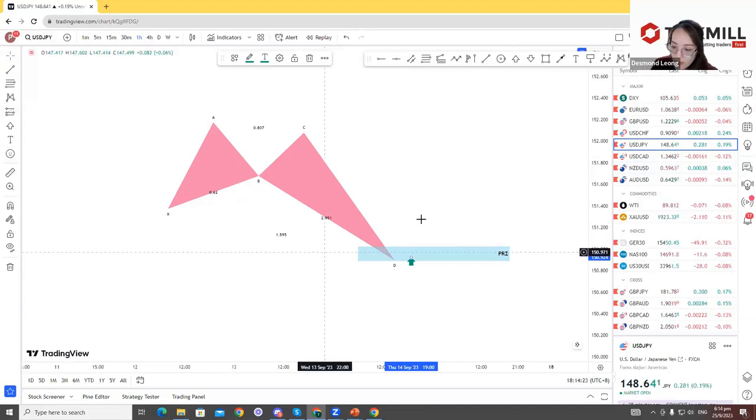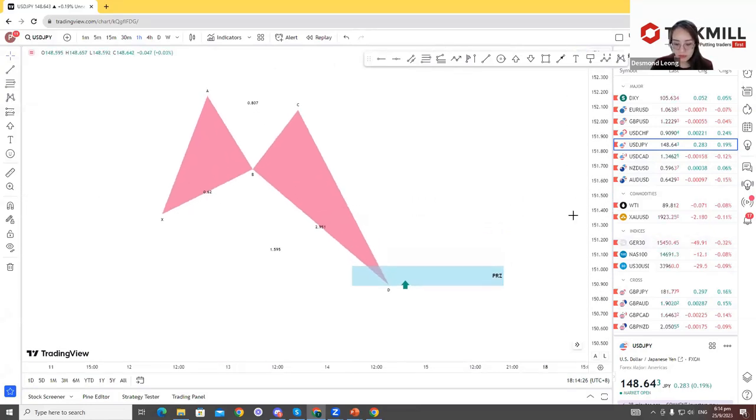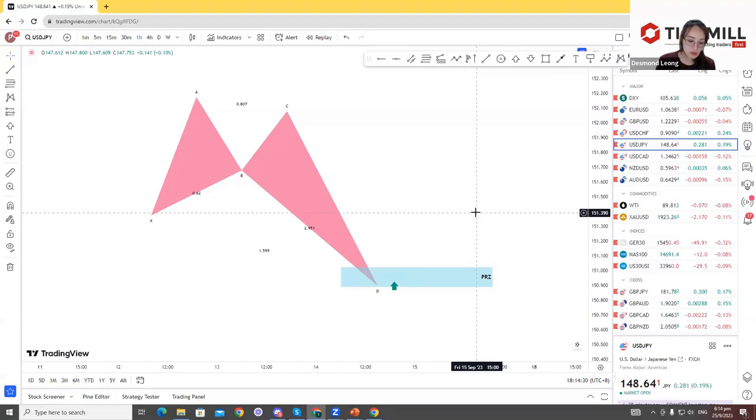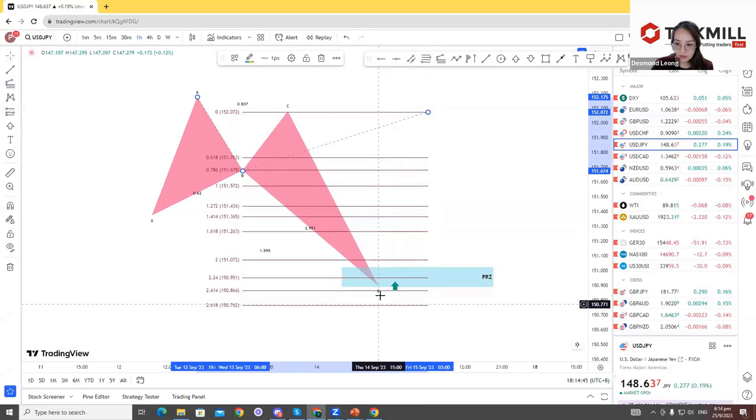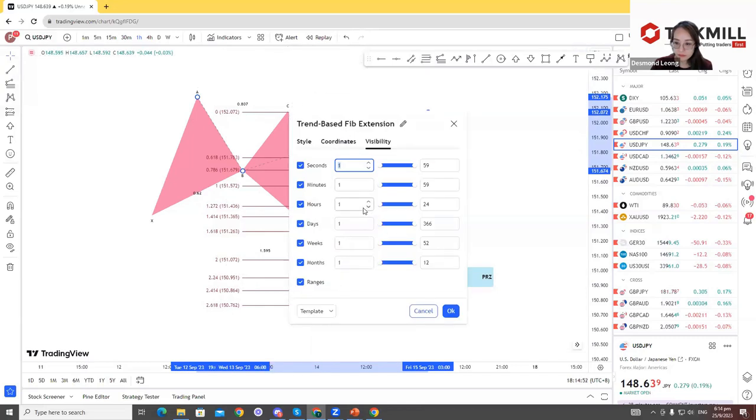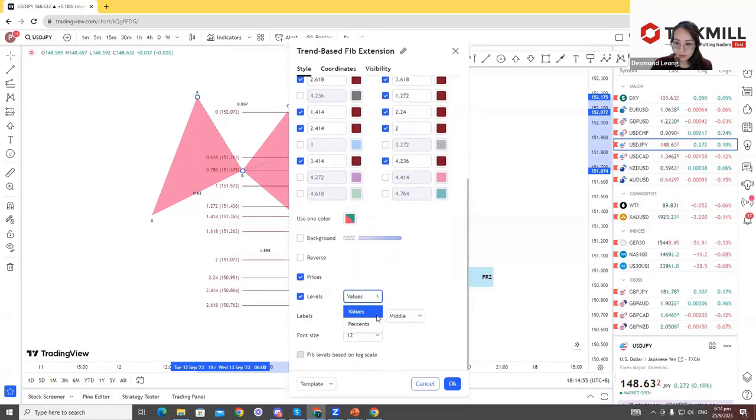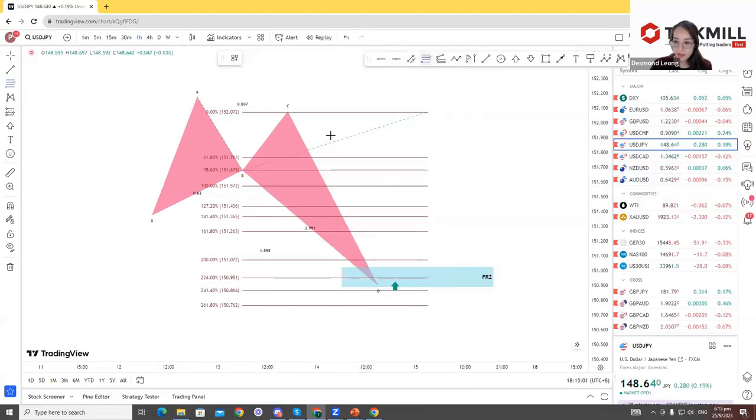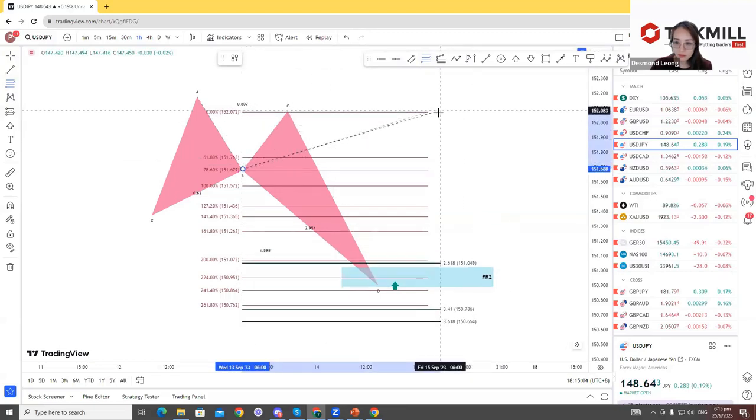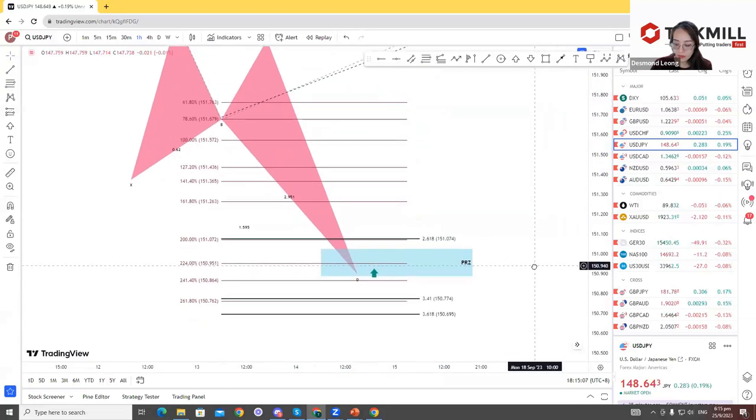Okay, so basically, with a harmonic pattern, all the Fibonacci extensions or projections line up together. For example, I want to see here, and then I want to draw the projection. I draw the projection from X, A, B, then C. You see, C is somewhere here. Let's just put the percentage. Okay, you see, we have the BC extension here.